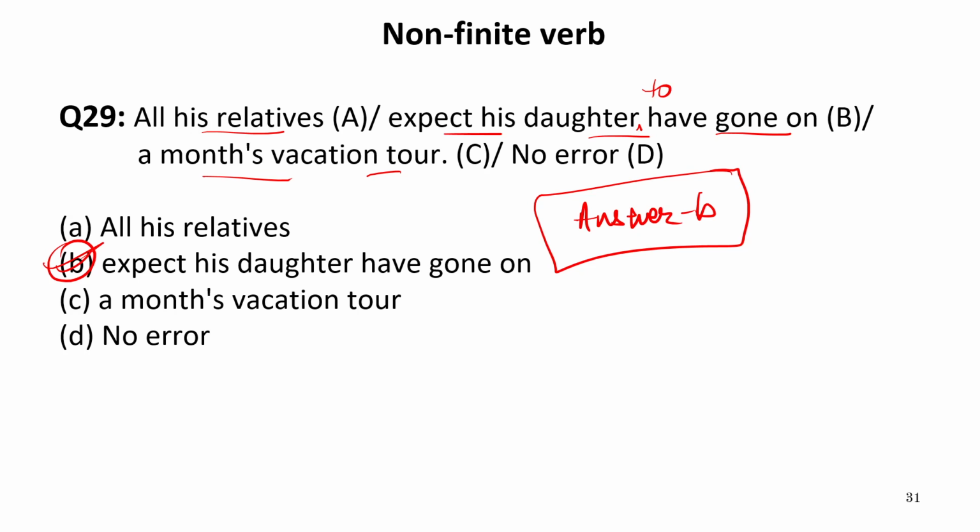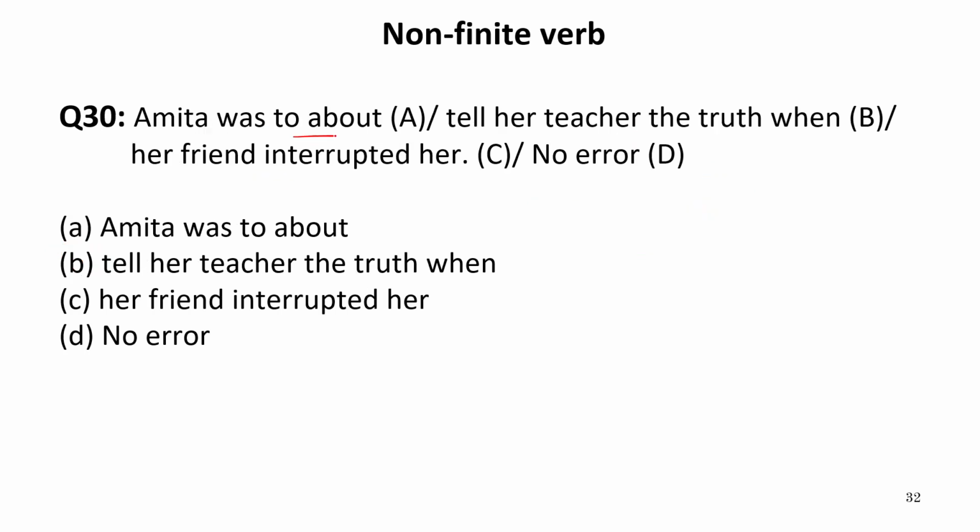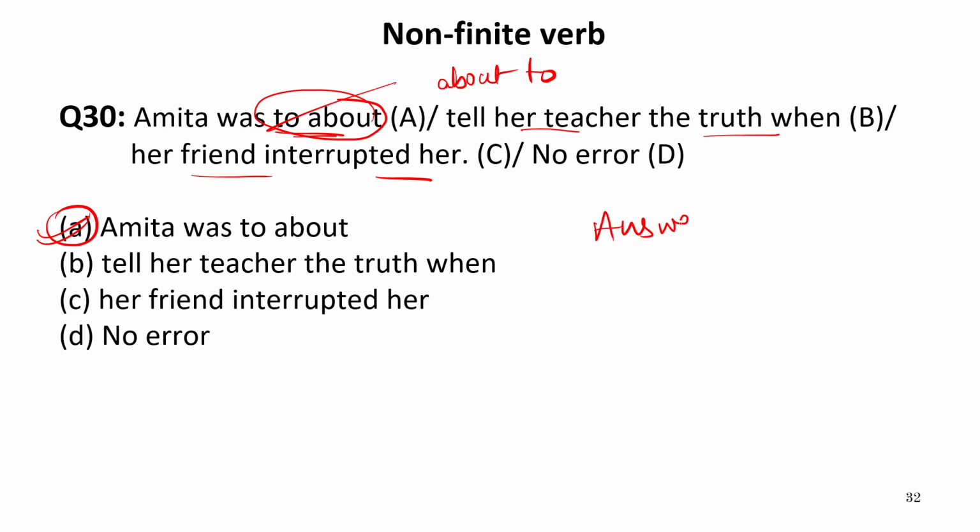Now let us move to the next one. Amita was too about to tell her teacher the truth when her friend interrupted her. So this too about should be replaced with about to. About to means she was just going to do that. So the error is in part A.